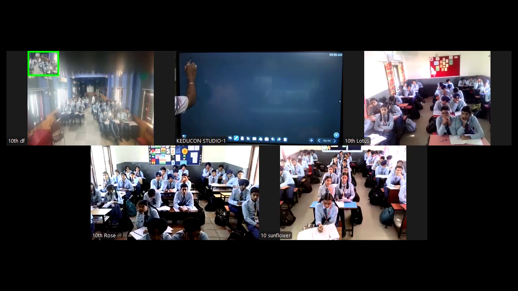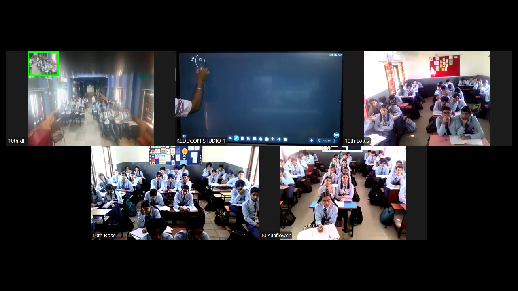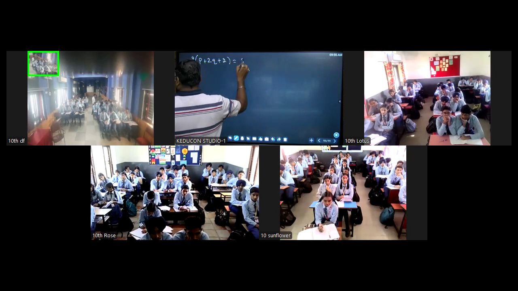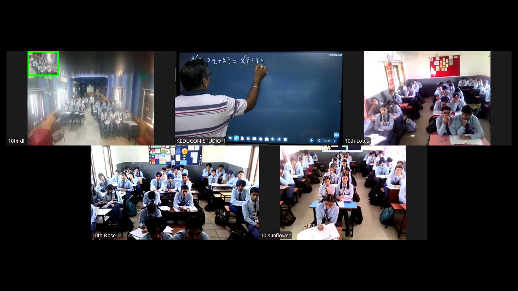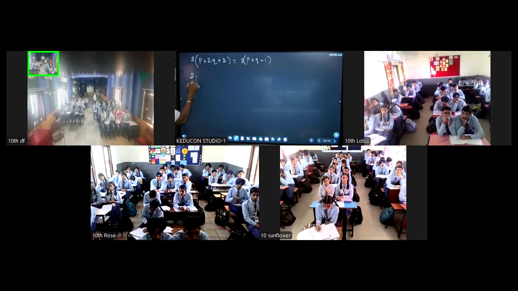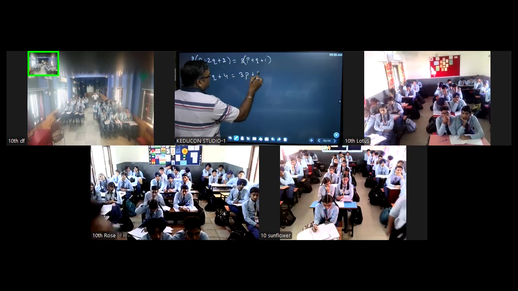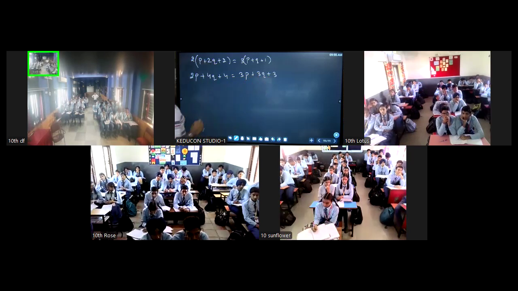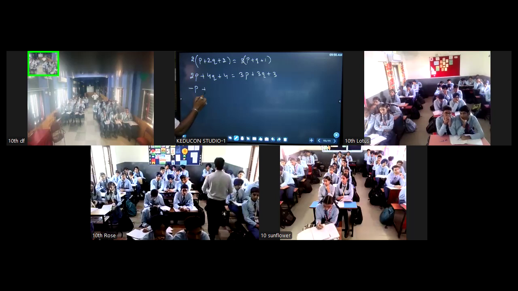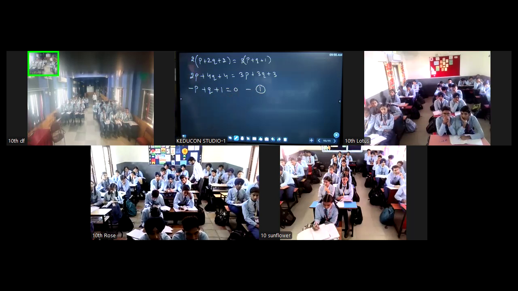First equation will be 2 into P plus Q plus 1, this is clear ji? So that will be the first equation. 2p plus 4q plus 4 is equal to 3p plus 3q plus 3. All the terms on the left hand side. Students, this comes out to the first equation.